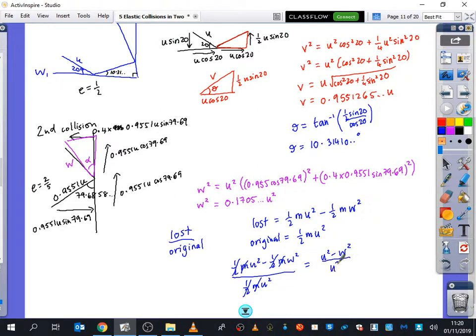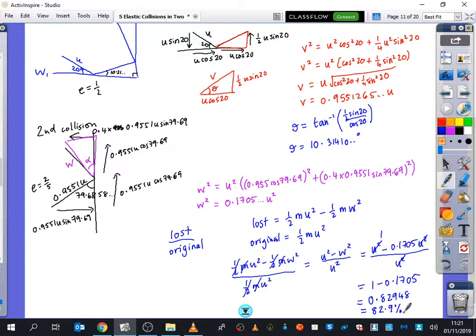squared over u squared, which is u squared minus 0.1075 u squared all over u squared. Now the u squareds will cancel out, so you get 1 minus 0.1705. And we probably could have just thought about that sensibly rather than having to do that, but I quite like having the formula. So if we just do 1 minus that answer, we get 0.82948, which is 82.9%. That's part A.